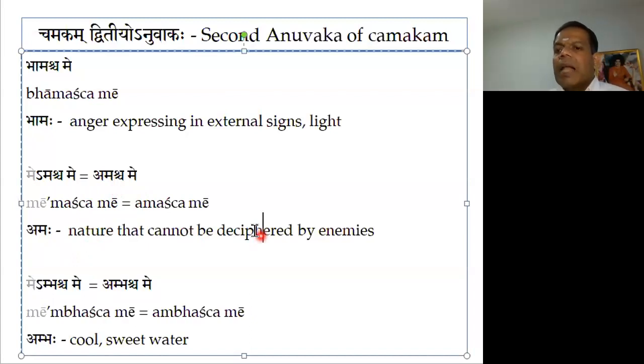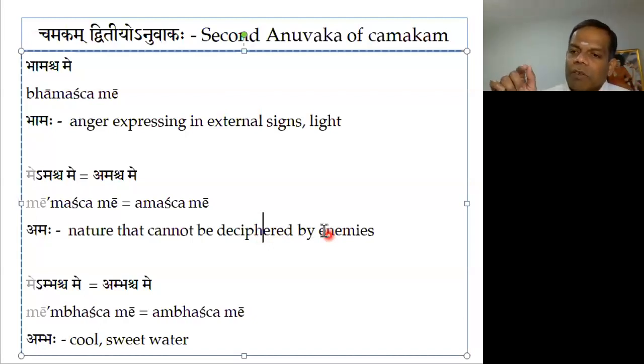One of the meanings of amaha is unripe. Unripe means something which has blossomed but has not ripened. When it's not ripe, others cannot see. For example, even anger wells up in its budding form. In an unripe form, people will not see it. Even inside, there may be anger welling in us, and we may not even realize it. So that cannot be easily deciphered. Not only by enemies, it cannot be deciphered, period, by us also. That there's anger welling in us, we will not know. Only when it comes out, we will know.